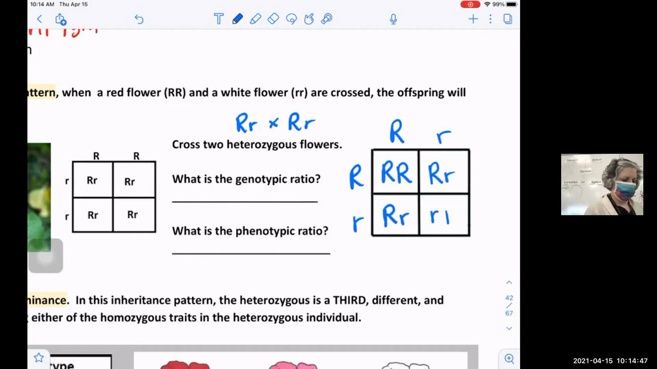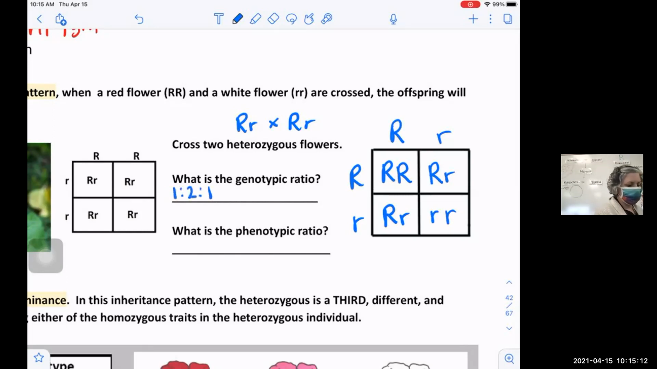All right. So you should see the 3 different genotypes in the Punnett square in the offspring. So what is the genotype ratio of this cross? Somebody in my class is saying 1 to 2 to 1. They are correct.